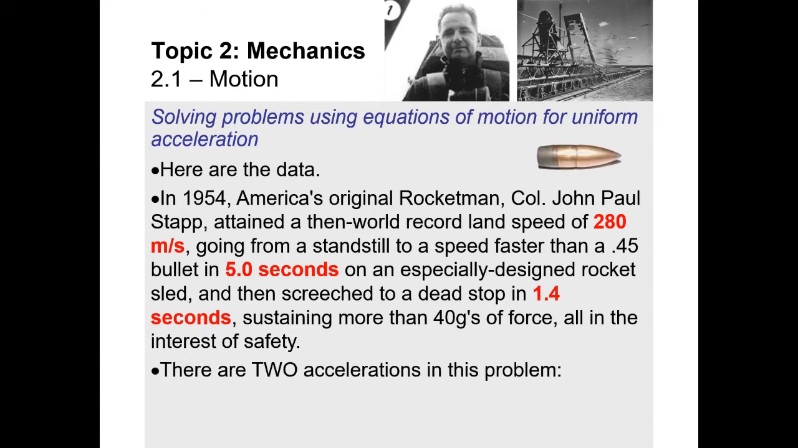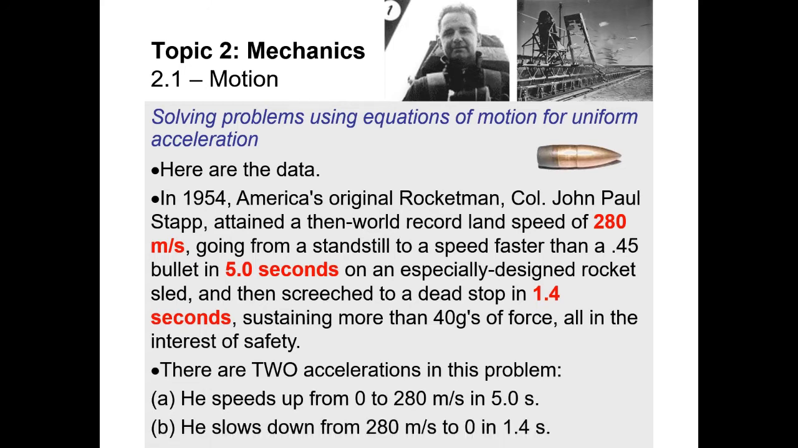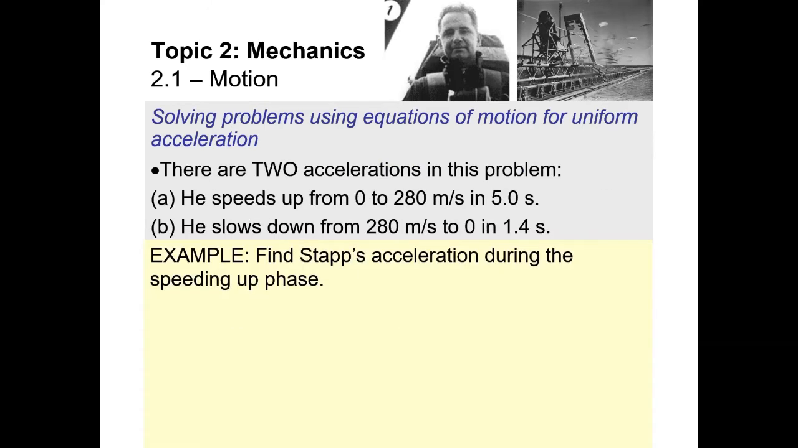There are two accelerations in this problem. The speed up from 0 to 280 meters per second in 5 seconds. He slows down from 280 meters per second to 0 in 1.4 seconds. Find Stapp's acceleration during the speeding up phase.